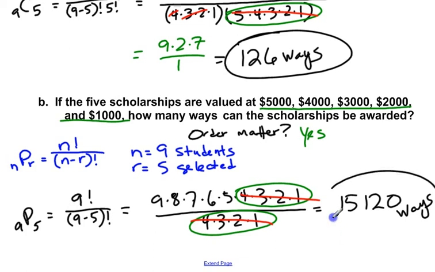So you can see, since the order matters more in this part of the problem, there are going to be far more ways for the selections to be made. And that is something we want to take into account and make sure we understand, that the difference here is because the order of selection does make a difference in this problem.